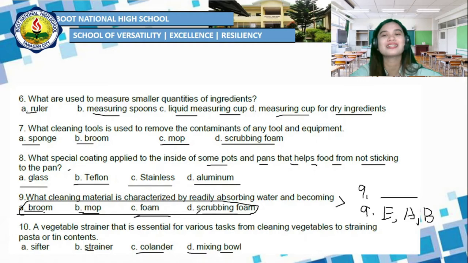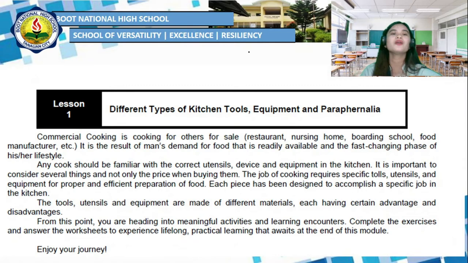Okay, now class, we are already done with your pretest. Please make sure that your answers are complete from number 1 up to number 10. Again class, we conducted the pretest so that I can know if you have knowledge on our lesson. After this week 1 module, you can have your post-test. Okay, next, let's go on with our lesson proper.